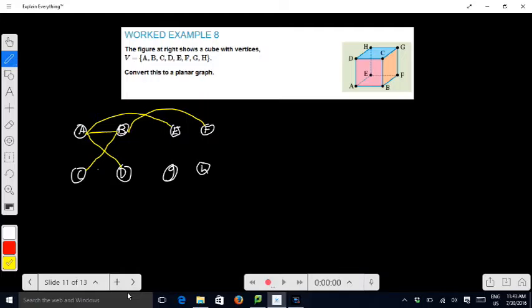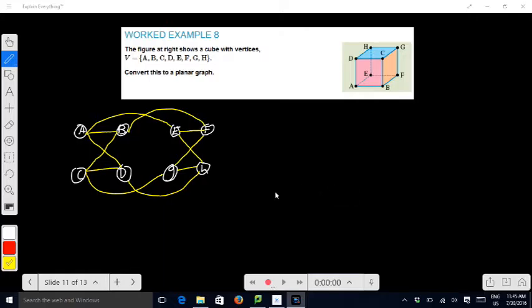From C, I've got one that goes to D, one that goes to G, and one that already goes to B. So I'm just going to pause the video here and fill out the rest. Have a go yourselves, so you pause the video here as well and see if you can fill out the rest of that situation.